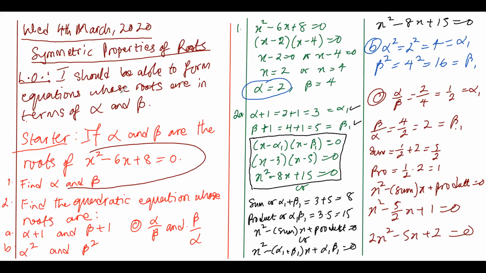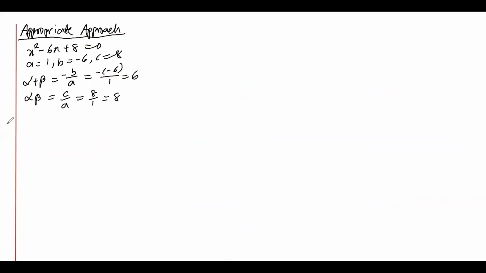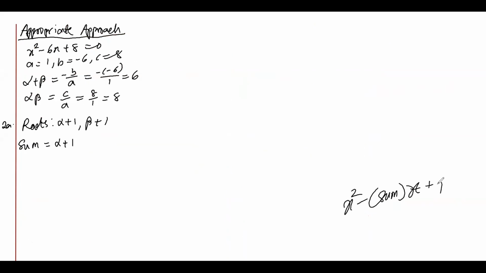So 2a, we're concerned about 2, not 1 now, because 2 is the kind of question we want to go to. 2a, we want to find the equation whose roots are alpha plus 1 and beta plus 1. So all you have to do is sum of the roots. If we need to find an equation, we only need to use x squared minus sum of roots times x plus product is equal to 0. All we need to find is the sum and the product, that's all.